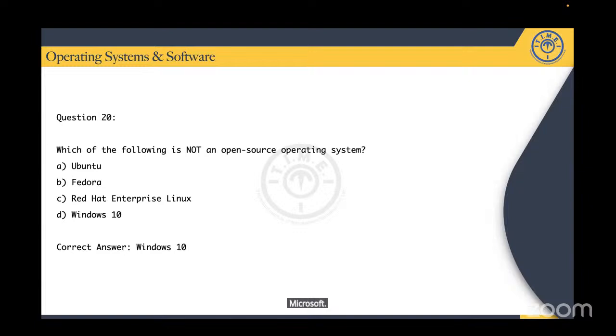Clear? And individually, Ubuntu means it's an open source Linux OS. Fedora, it is a community-driven Linux. RHEL, Red Hat, it has commercial support, but is Linux-based. So the quick rule is whenever Linux comes, it is open source. Windows, it's closed source.